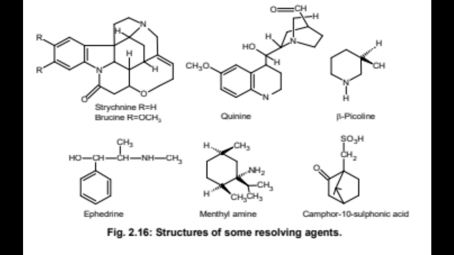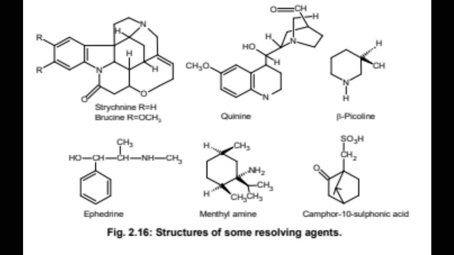Each of the separated diastereomeric salts will give an enantiomer on treatment with a mineral acid, for example, sulfuric acid or hydrochloric acid. The resolution process can be shown with the help of a flow chart given in Figure 2.14. Figure 2.14, flow chart showing resolution by formation of diastereomeric salts. An example of separation of a racemic mixture of an acid using a chiral base is given in Figure 2.15.